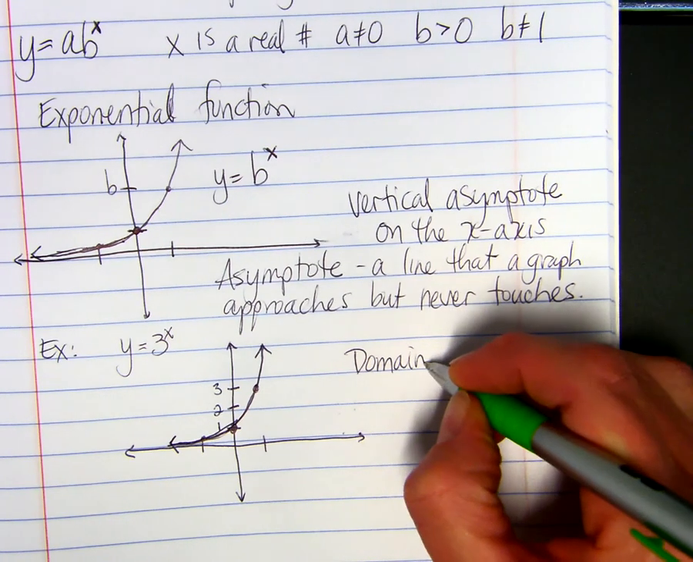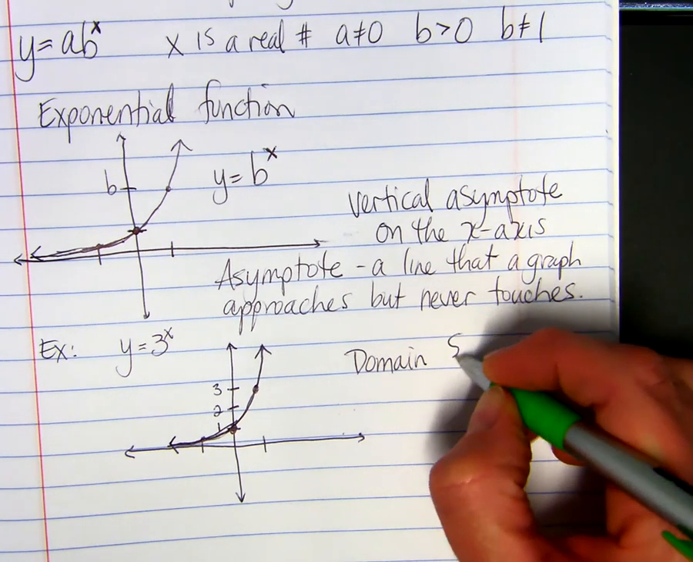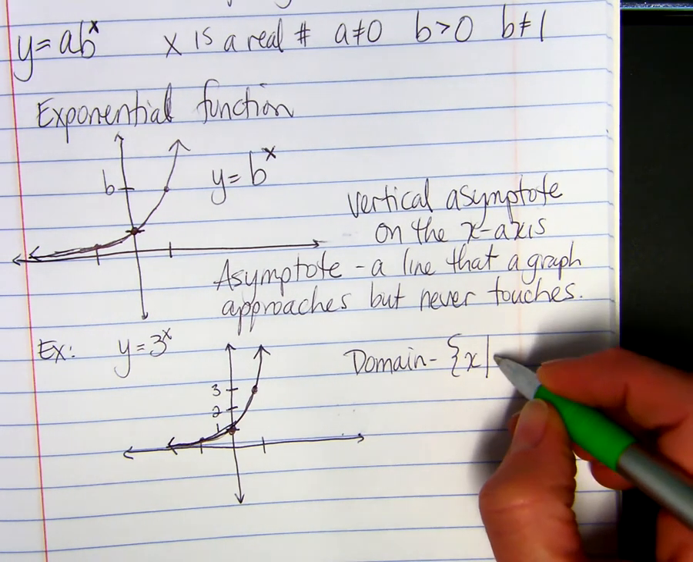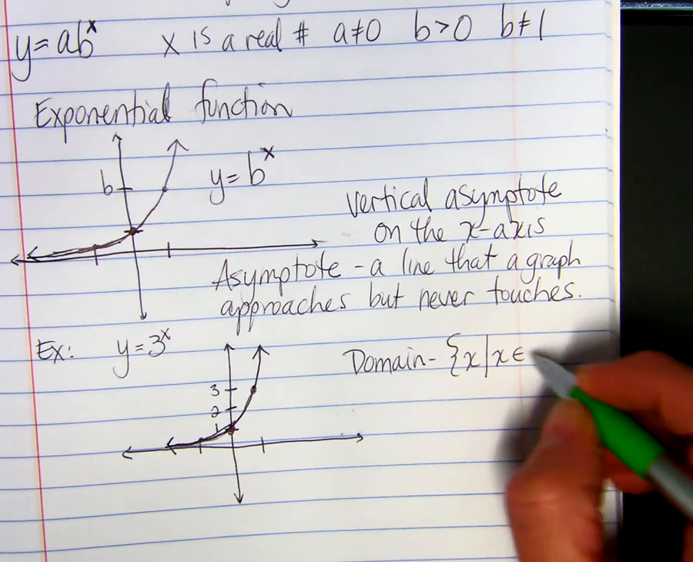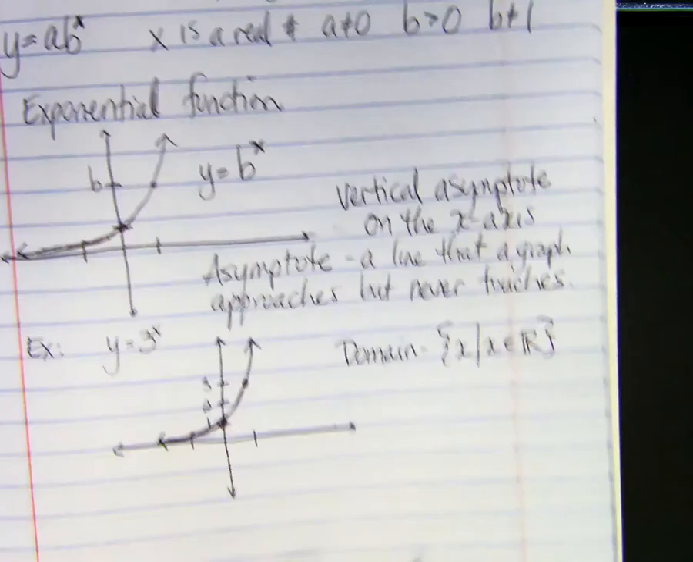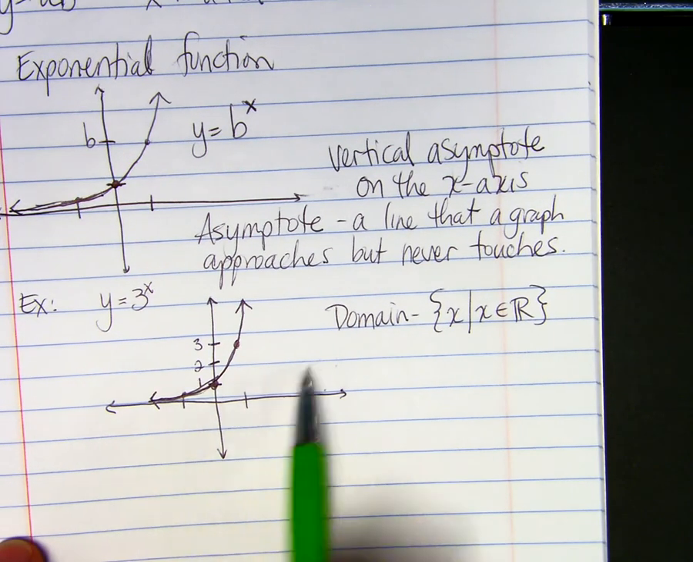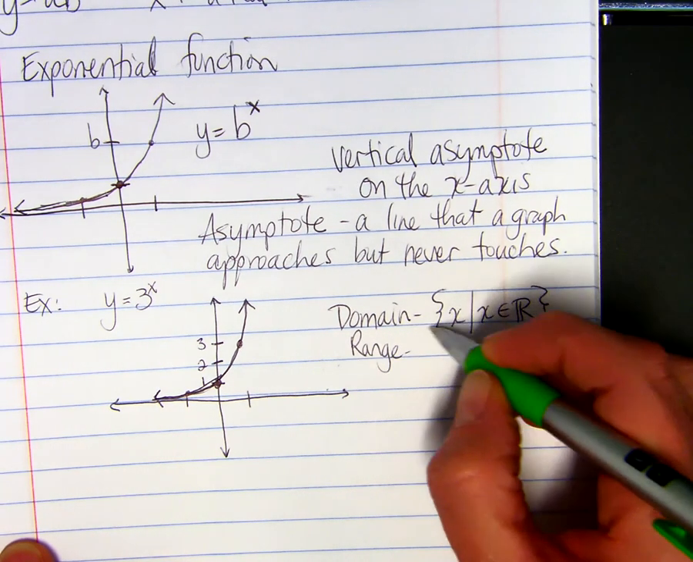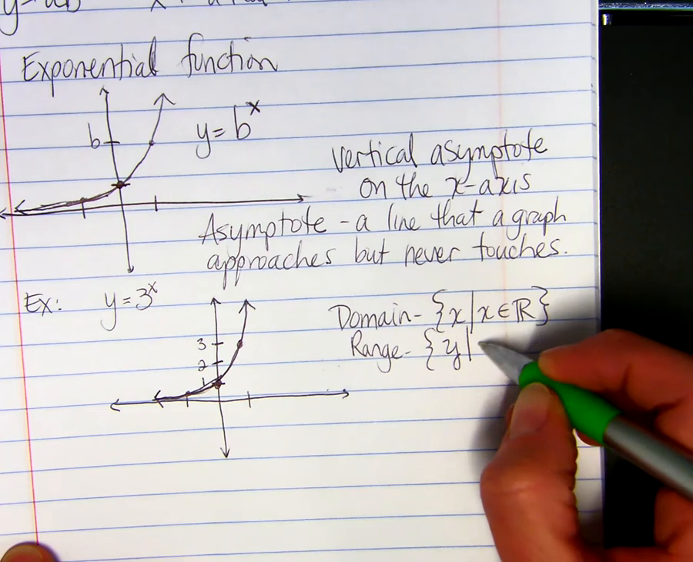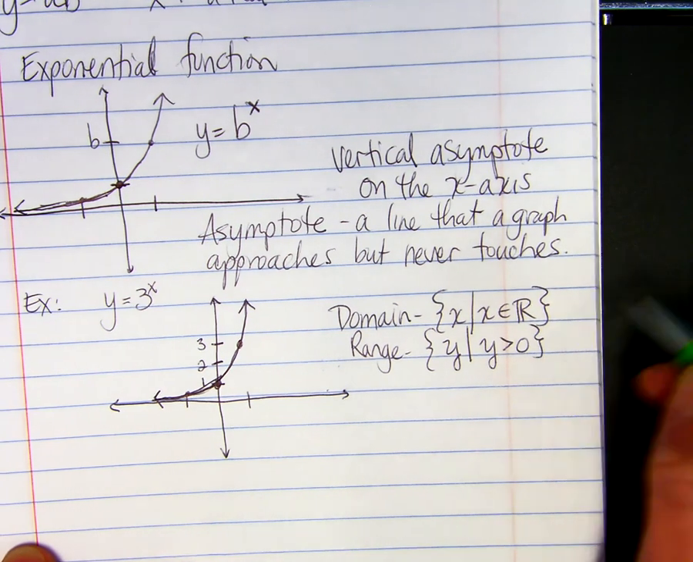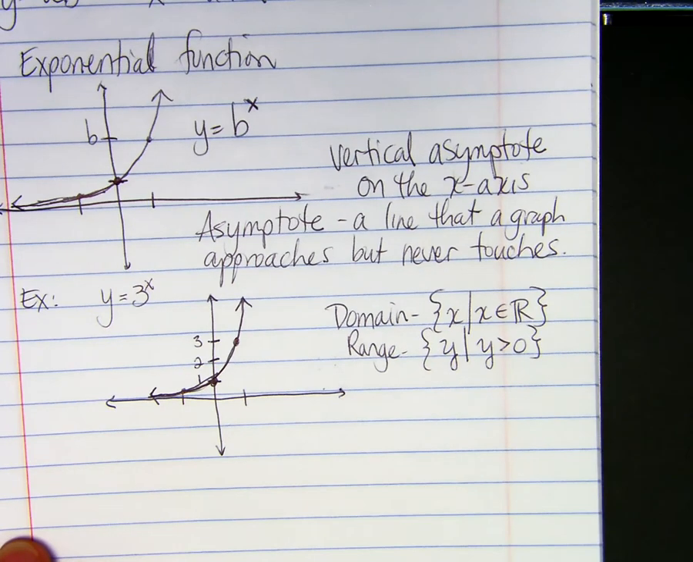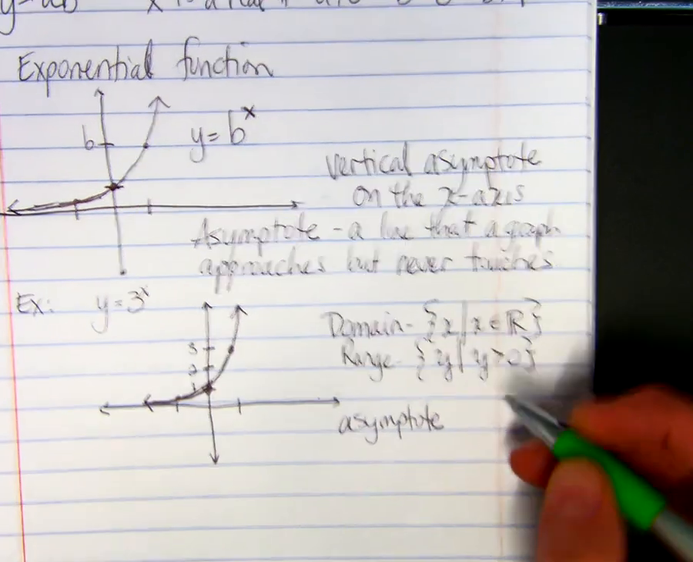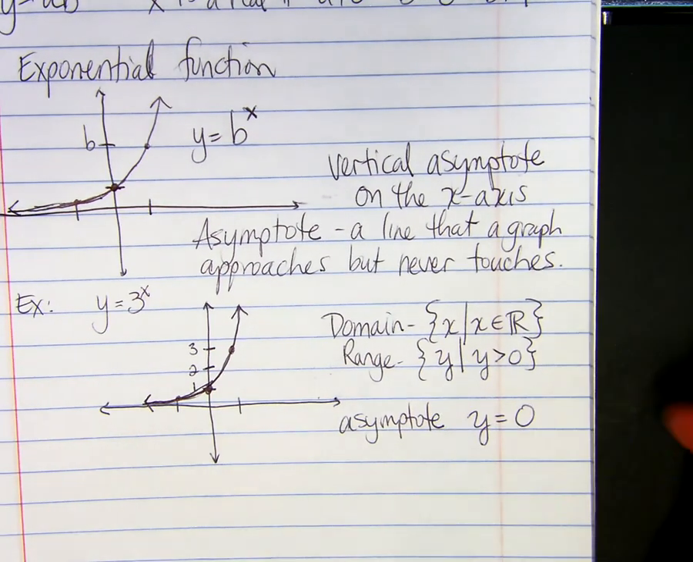When we find our domain and range, the domain will be all x's such that x is contained in the real numbers. So that just means x can be any real number. You can plug in any number for x along this axis. The range is y such that y is greater than 0. You would not put equal because you're never going to touch that x-axis. And the asymptote is an equation of the line y equals 0.